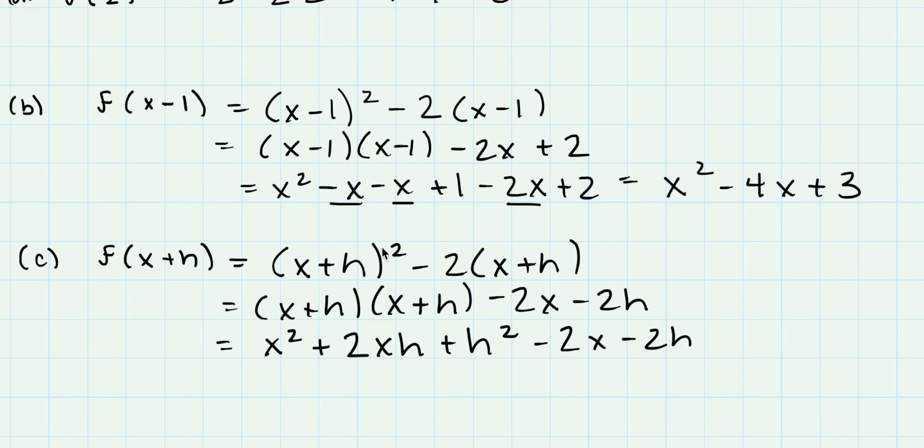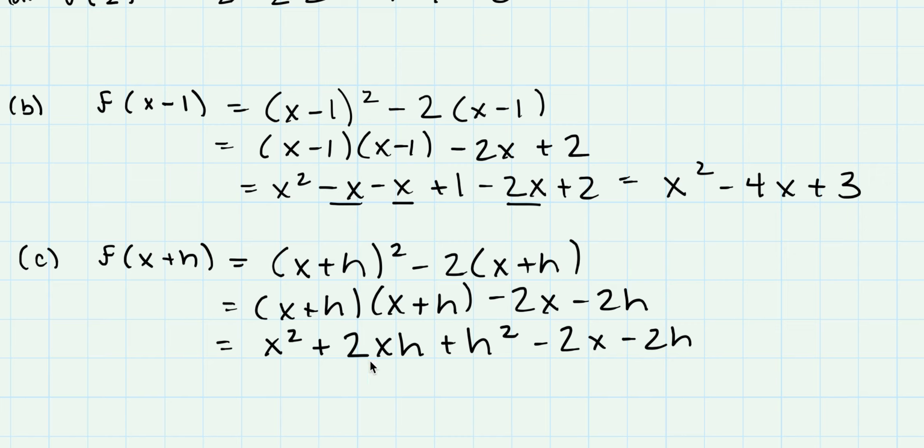Don't fall into the trap of squaring everything on the inside. You see, I do have the x squared and the h squared, but I also get a 2xh when I FOIL this. So it's not x squared plus h squared, it's x squared plus 2xh plus h squared. Same thing here. This is not x squared plus 1, this is x squared minus 2x plus 1. So always remember that when you have a square like this with these parentheses, write it twice and then FOIL it out. Okay, we can't simplify this any further.